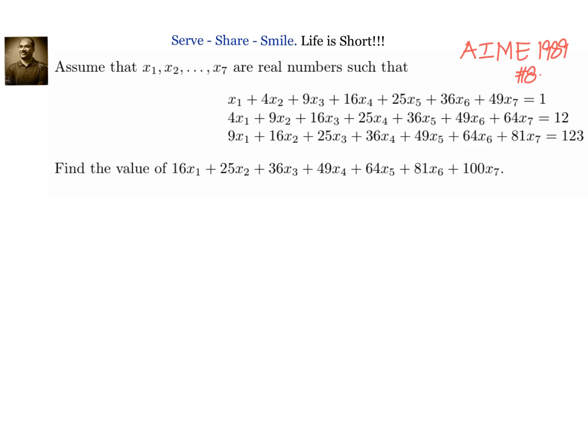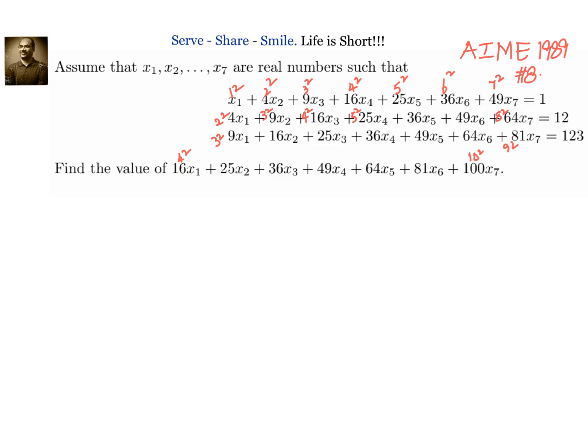Now let's go to the coefficients of x1, x2, x3 in the first equation and observe what they are. I can see here 1 square, 2 square, 3 square, 4 square, 5 square, 6 square, 7 square. Similarly, in the next one we have 2 square, 3 square, 4 square, 5 square. So in the first equation, the coefficients of x1 up to x7 are 1 square to 7 square. In the next equation, 2 square to 8 square. In the next equation, 3 square to 9 square. What we need to find is the coefficients 4 square to 10 square.